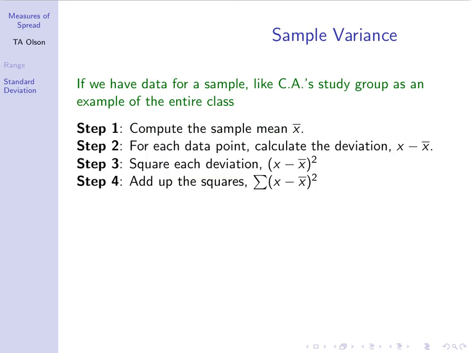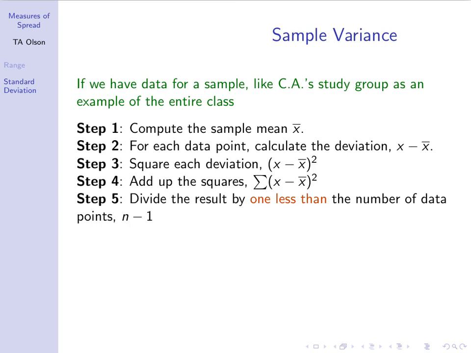The first couple steps to get the sample variance and the sample standard deviation are the same. We calculate our mean. Since we don't have all the data, we can't use the Greek letter mu. That's set aside for having the entire population data. We calculate our deviations, we square them, and then we add them up. Now the last step is where the difference occurs. To get our sample variance, we divide the result by 1 less than the number of data points. So if we have 6 data points, we would divide by 5. If we had 20 data points in our sample, we would divide by 19.